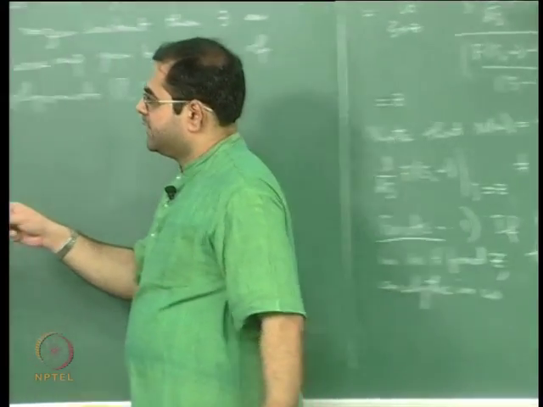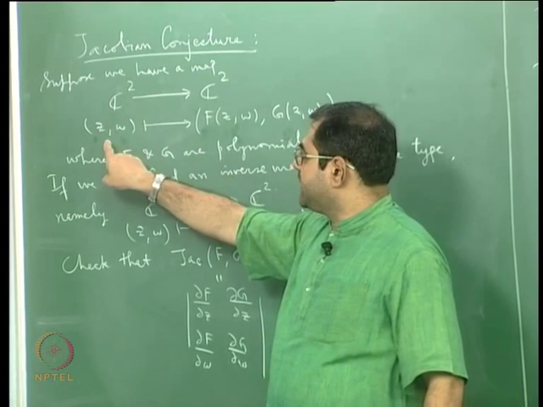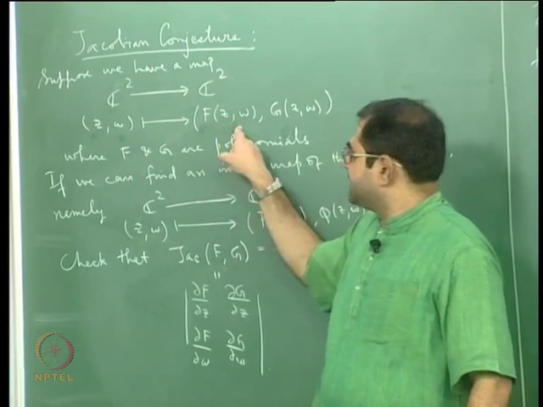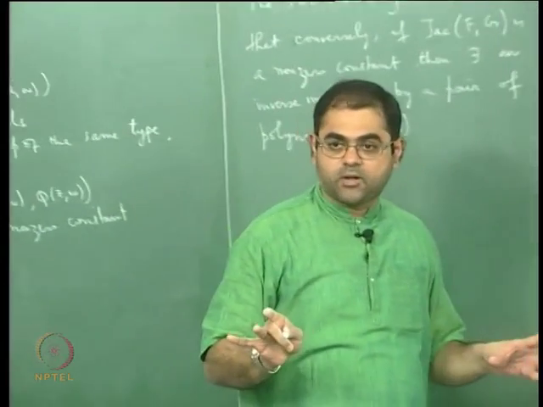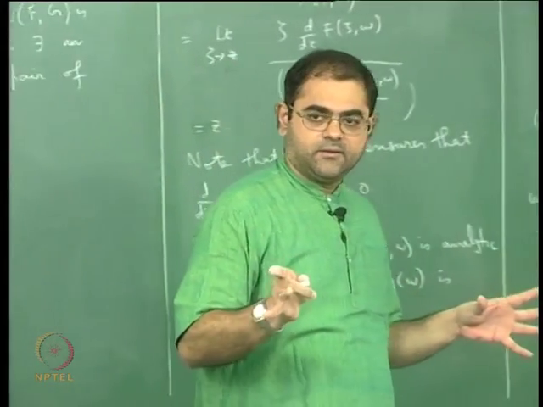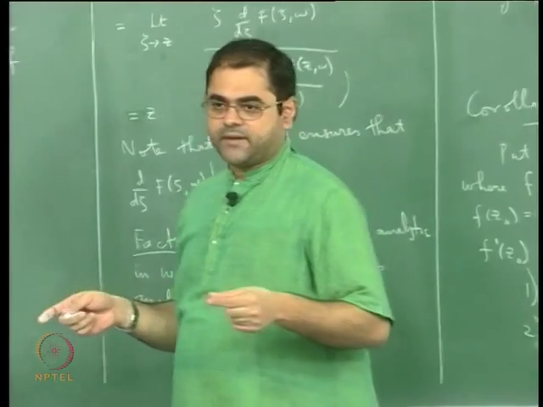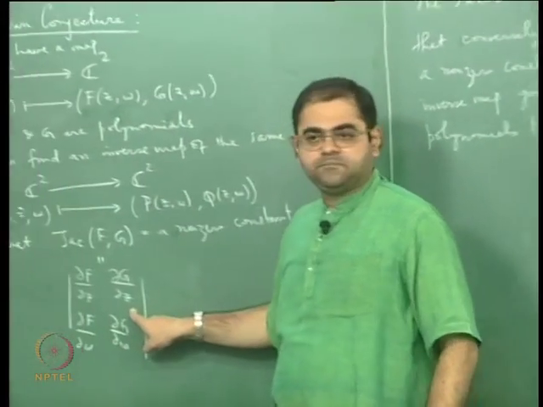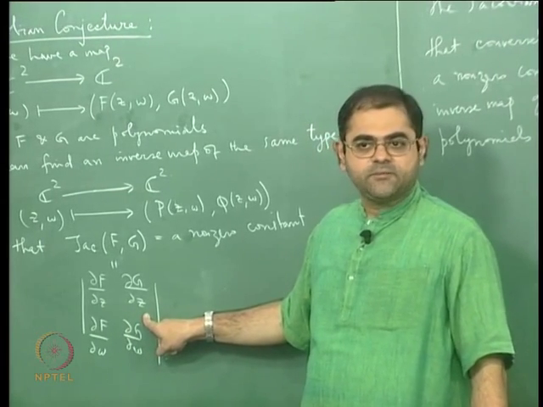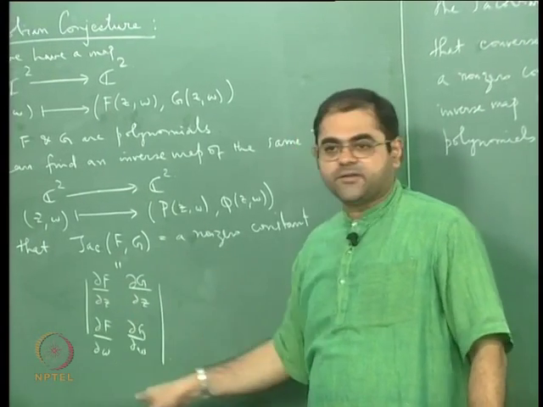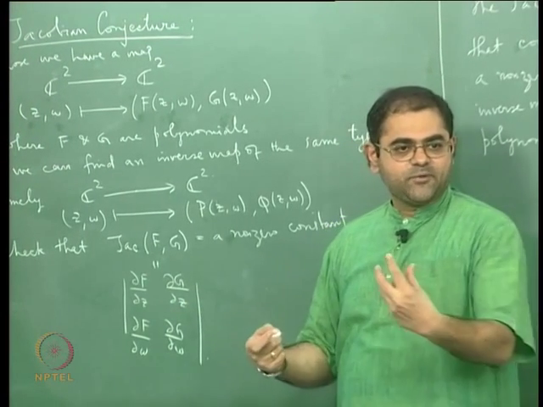For example, the inverse function theorem for two variables will be: give me a function like this and assume that f and g are, if you want, analytic. Don't even assume they are polynomials. Of course if they are polynomials they are analytic, but assume f and g are more general analytic functions in both variables. Then calculate the Jacobian. The inverse function theorem tells us in the two variable case that at every point where the Jacobian does not vanish, I can invert the function in a neighborhood.